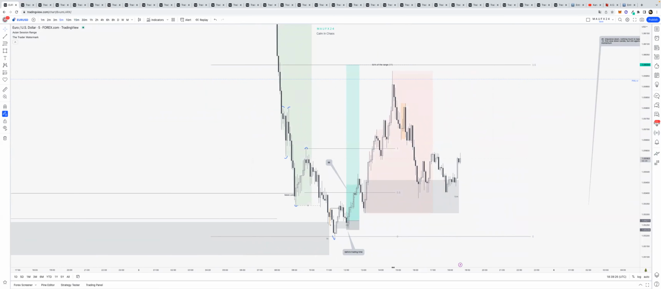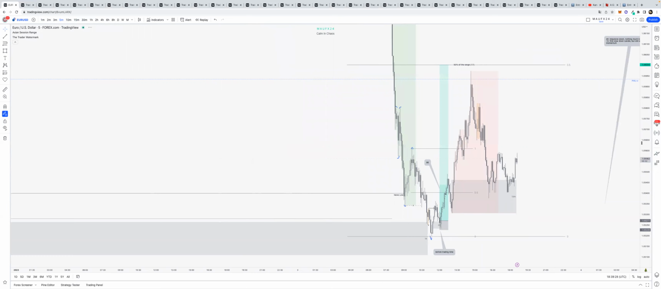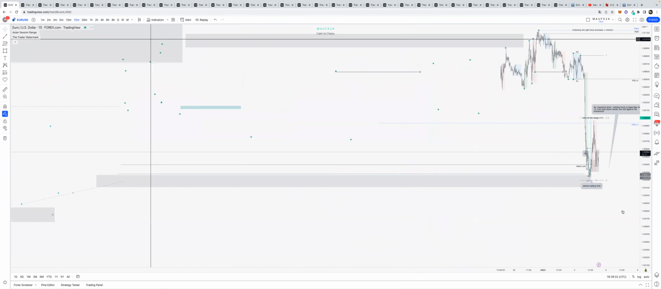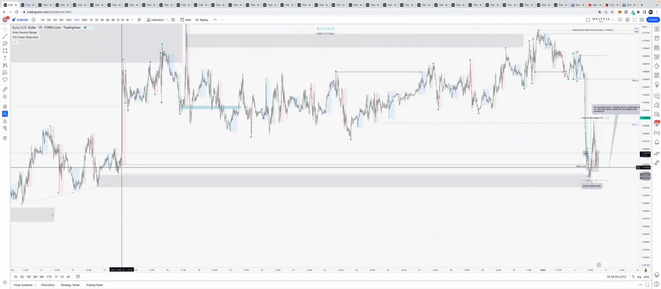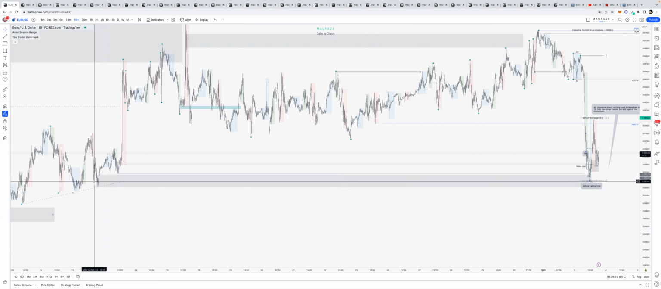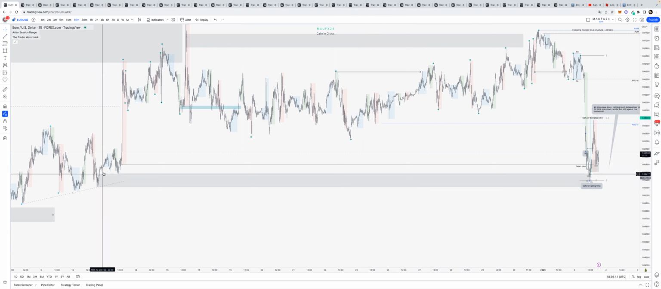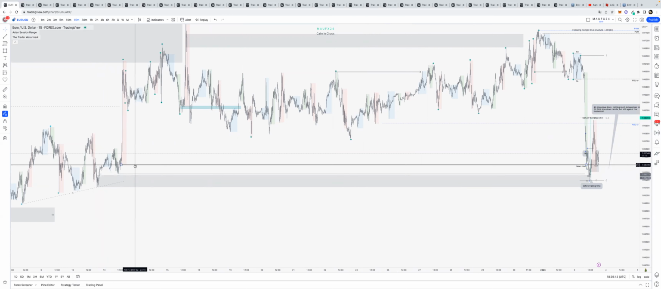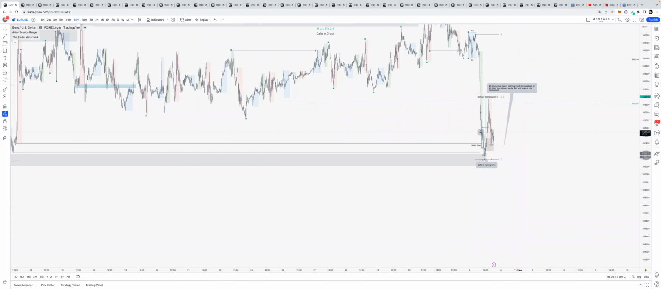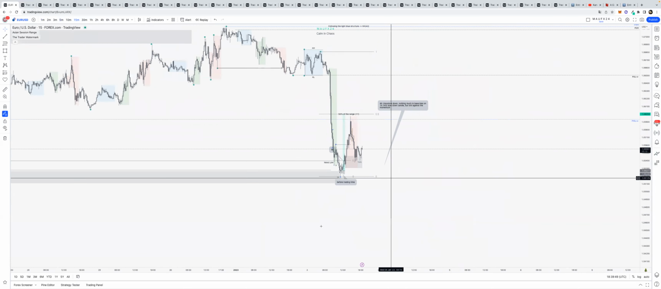Where's liquidity for this trade? Liquidity is to the upside. Why? We took out these internal lows. Like there's still liquidity to the downside, but I assume that this is one pool. This is like a strong POI as well because it disrupted these lows. It had the liquidity build up over here just before the POI, so long makes sense.